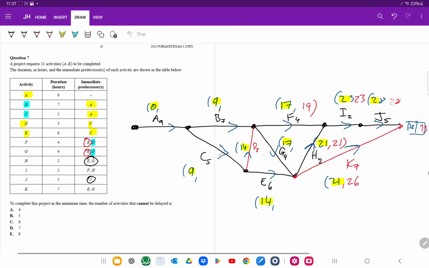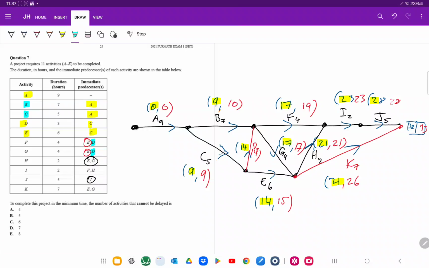Then if we go back this way, following this critical path, we get 21. 21 minus 4 is 17. 21 minus 6 in this case is 15. Okay, if we keep going from here, we get 17 minus 3 is 14. And then 14 minus 5 is 9. Sorry, not 14 minus 7, 17 minus 7 is 10. And then we end up with 0 here.